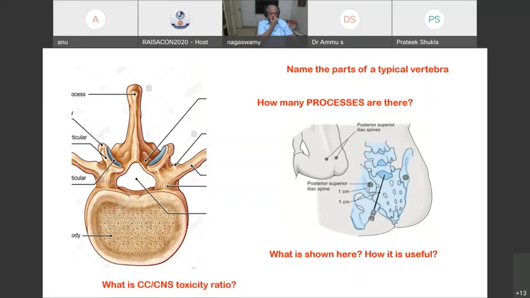What is the CNS to cardiac toxicity ratio? This is with regard to local anesthetic toxicity. Supposing you by mistake administer a toxic dose of local anesthetic, or the normal dose gets absorbed through a vascular channel and becomes toxic, what will be the first evidence of toxicity? Will it be CNS manifestation or cardiac manifestation?